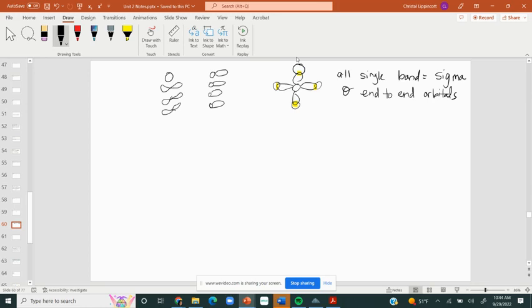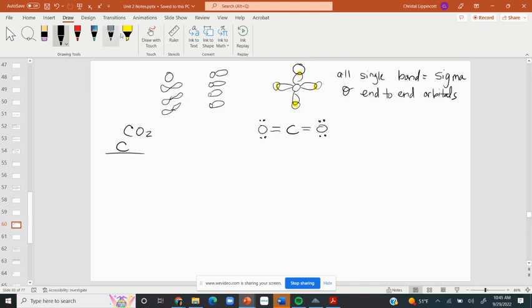Okay. Now, we can have situations where we have double bonding going on. For example, carbon dioxide is a good one. CO2. If we draw this out, we've got our carbon double bonded to an oxygen and double bonded to another oxygen. So this is what that Lewis dot structure would look like.